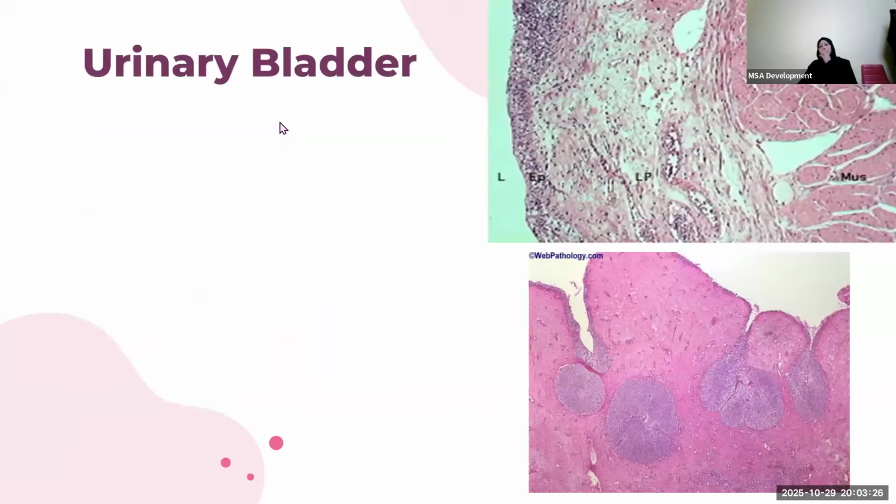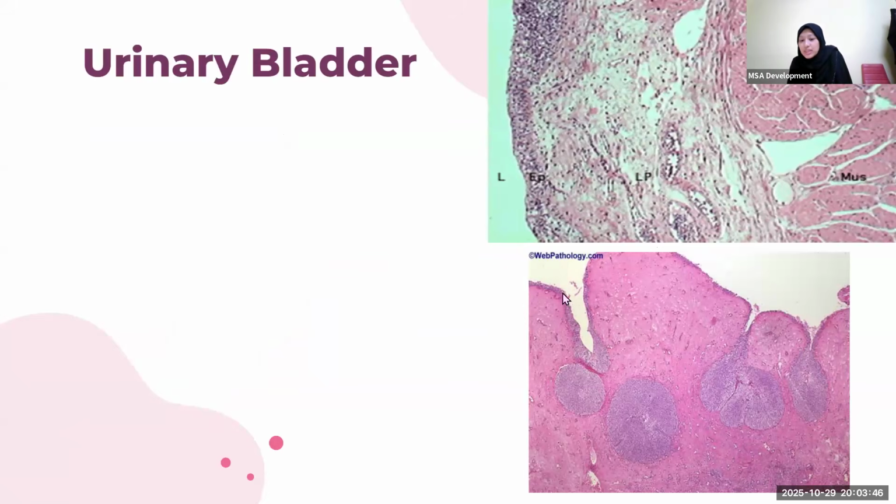Okay. Now, what do you see here? This is the normal bladder epithelium. You have layers: epithelium, lamina propria, muscular layer, and so on, in the normal bladder. Now, what do you see here that is different?